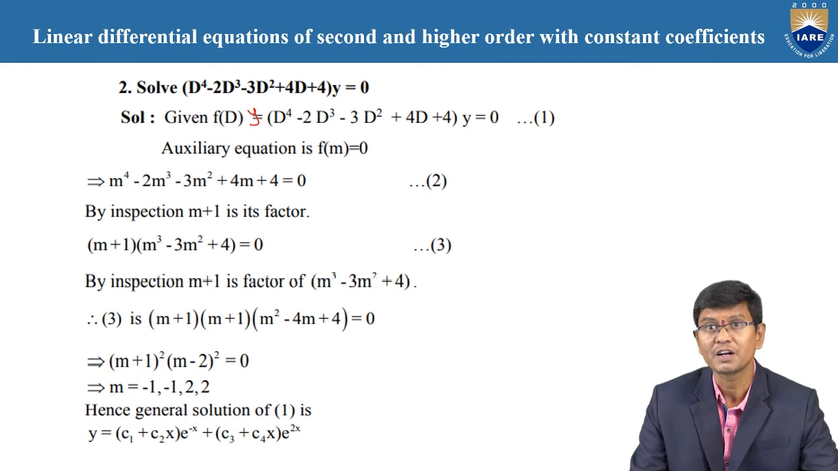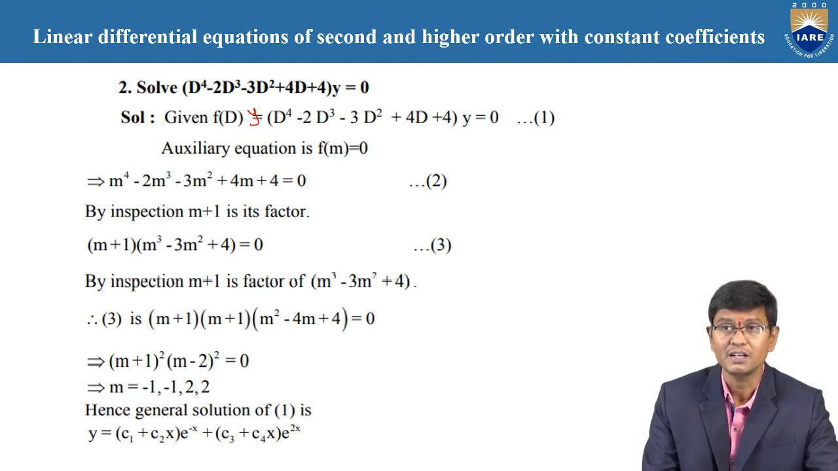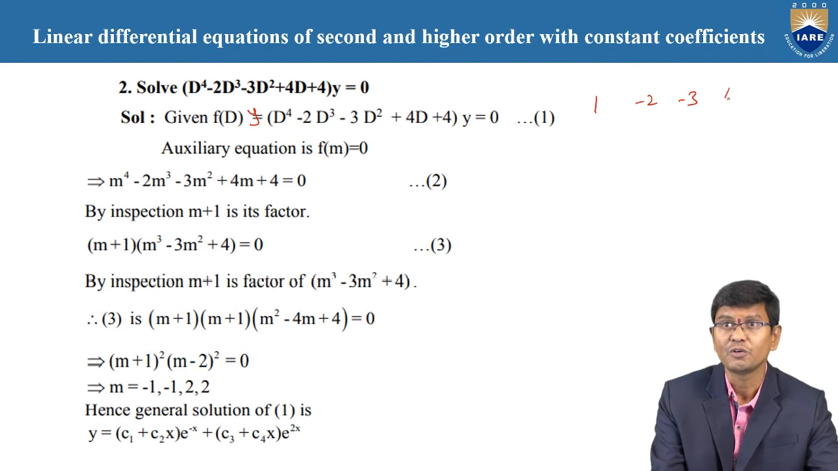Therefore, now we want to find out the 4 roots. Here also, by using synthetic division or any other method, we need to find the solution. For example, the D power 4 coefficient is 1, the D cube coefficient is minus 2, the D square coefficient is minus 3 and 4, and again the constant is 4 only.